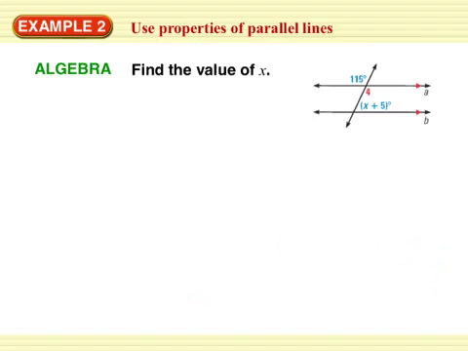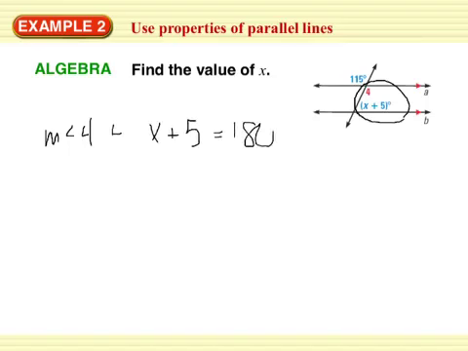Let's try one. Use the properties of parallel lines. We're going to find the value of x. Okay, and there's a few things that we'll have to do. So, if we're trying to find the value of x, we don't know much except that the consecutive interior angles theorem says that these are supplementary. So the measure of angle 4 plus x plus 5 equals 180 because they're supplementary.